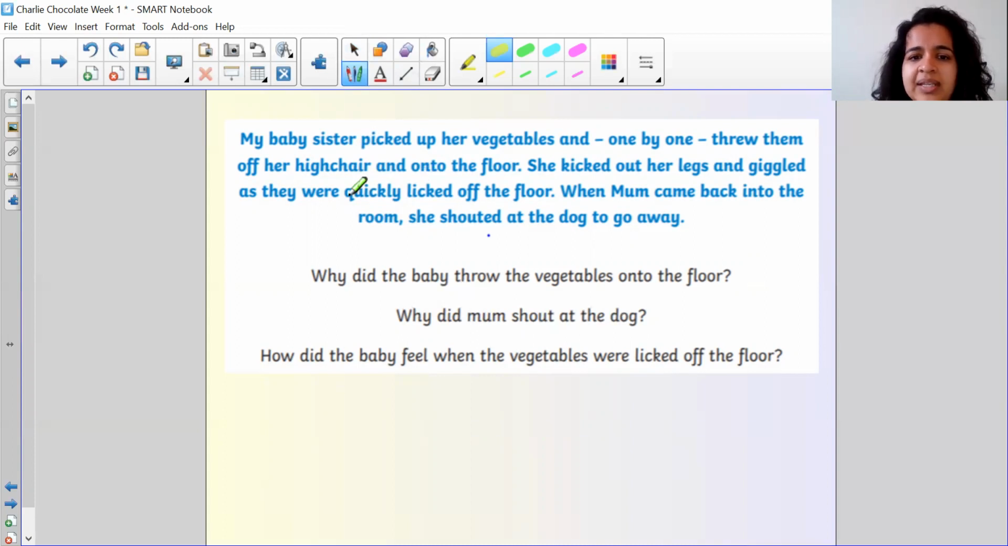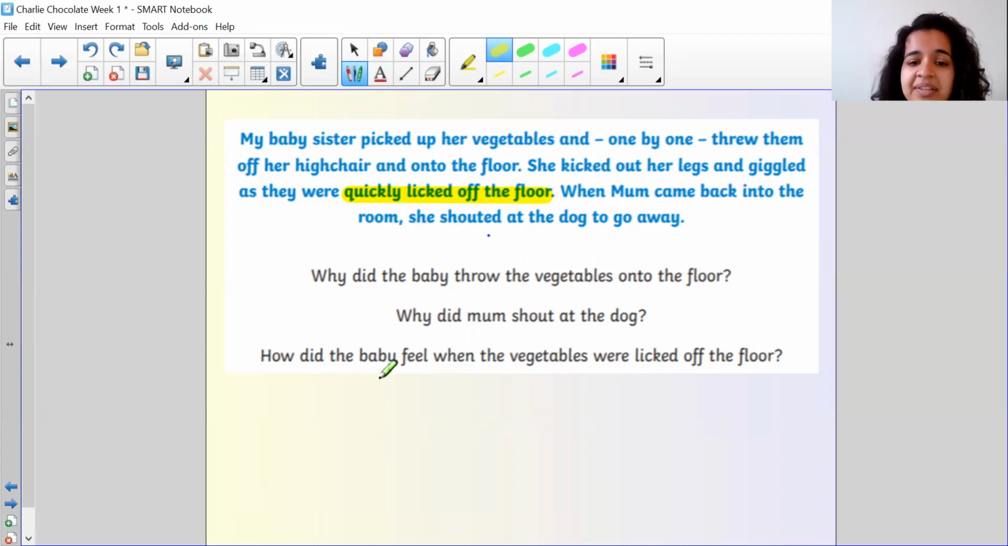They were being quickly licked off the floor. Now, I know adults probably wouldn't lick vegetables off the floor. I'm sure you probably wouldn't lick vegetables off the floor. So who could possibly be licking these vegetables off the floor? Well, it would have to be the dog, isn't it? So that's why Mum would shout at the dog, because he's licking the floor, licking the vegetables.